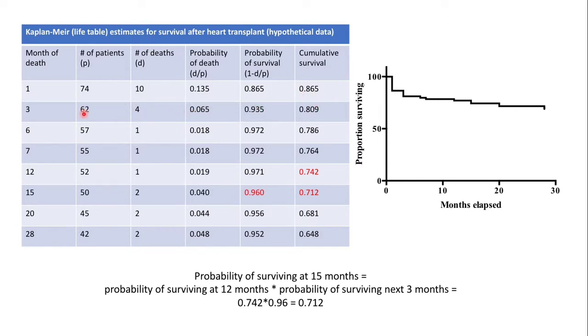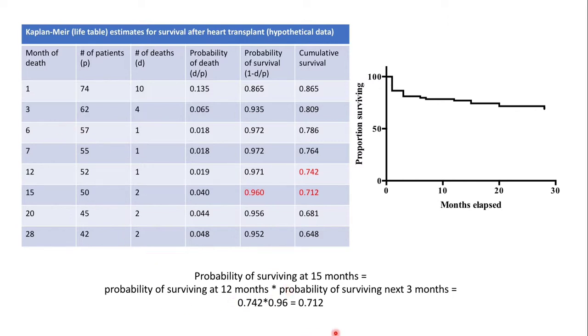Then here we go down to month 3. We had 4 patients who died. So we've had 14 total, so we've gone down. So you have the probability of death at that month and the probability of survival. Then what you do is you have 0.809, which is taking this number multiplied by this number. You can see as we go on and on like that.